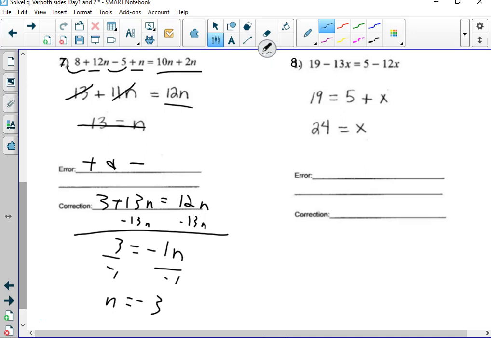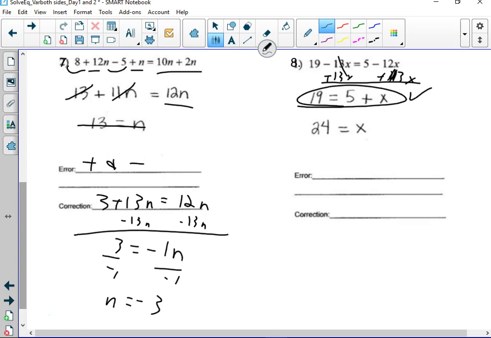Okay, number 8. The nays had it. It is incorrect. Now, it looks pretty good because if you add 13x here, that's supposed to be a 1. Okay, you do get 1x. Okay, you get 5 plus x. This is correct. That is good.